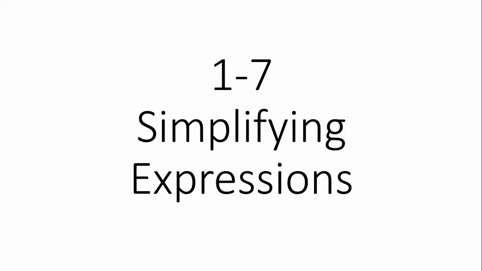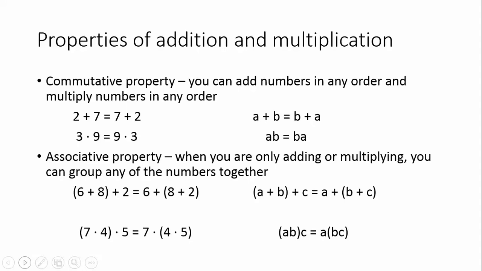Section 1.7 is titled Simplifying Expressions. So let's first look at some properties of addition and multiplication. You've learned these before, so these are review. The commutative property says that you can add numbers in any order and multiply numbers in any order.